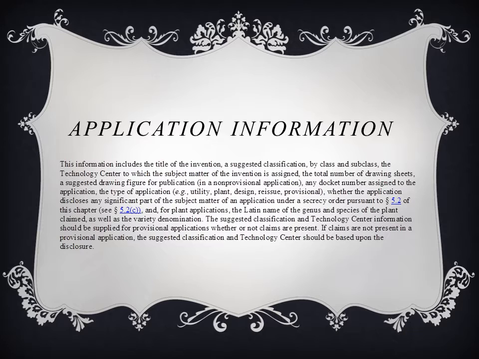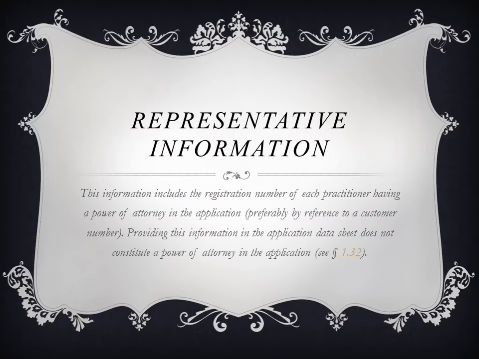The suggested classification and technology center information should be supplied for provisional applications whether or not claims are present. If claims are not present in a provisional application, the suggested classification and technology center should be based upon the disclosure. Representative information. This information includes the registration number of each practitioner having a power of attorney in the application, preferably by reference to a customer number. Providing this information in the application data sheet does not constitute a power of attorney in the application.